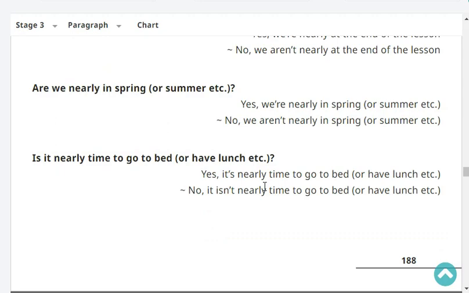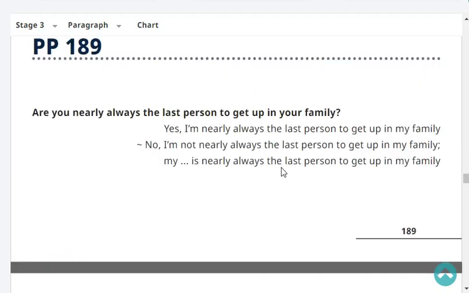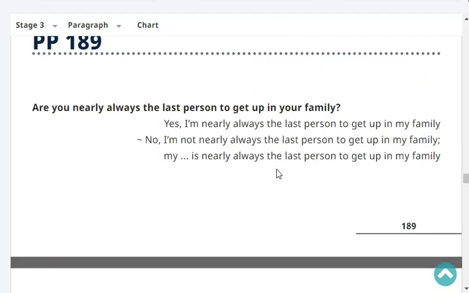Is it nearly time to go to bed? Yes or no? No, it isn't nearly time to go to bed. Very good.